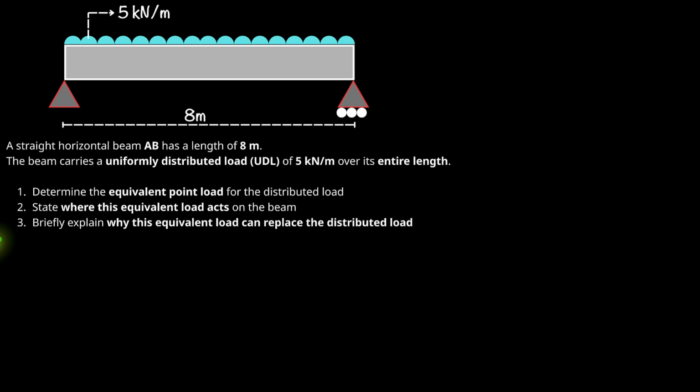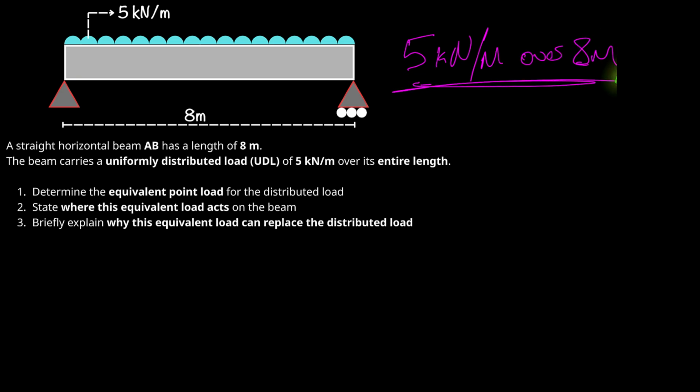Now, a uniformly distributed load, and I'll start saying UDL from now, of 5 kilonewtons per meter means that every meter of the beam, it's carrying 5 kilonewtons of force. So instead of one force, we actually have a continuous spread of force acting along the entire beam. And that force is 5 kilonewtons per meter over 8 meters long. So that's what we're dealing with here.